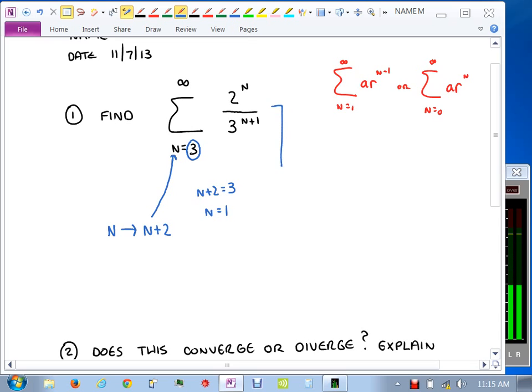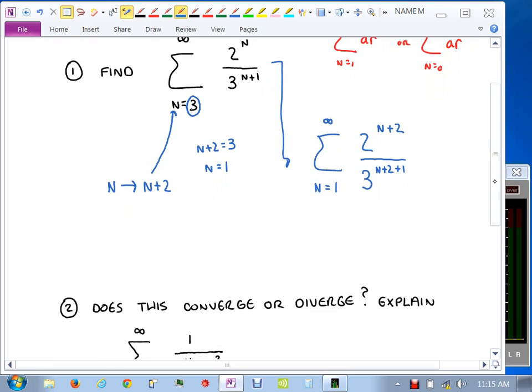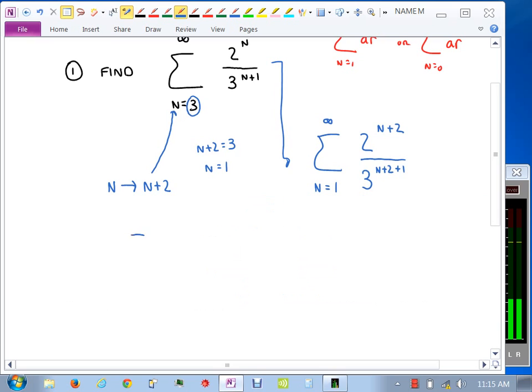So let me rewrite this series. Sum n equals, what's it going to be? 1. I've already done that replacement, okay? To infinity, 2 to the n, I'm replacing n with n plus 2. And then on the bottom, 3 to the, that n's going to be replaced with n plus 2, but then what was still down there? Plus 1. So my geometric series becomes sum n equals 1 to infinity, 2 to the n plus 2 over 3 to the n plus 3.